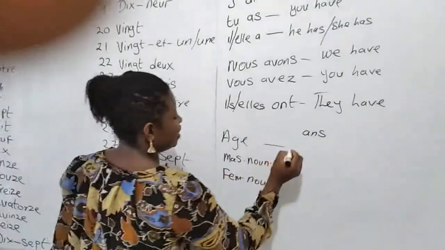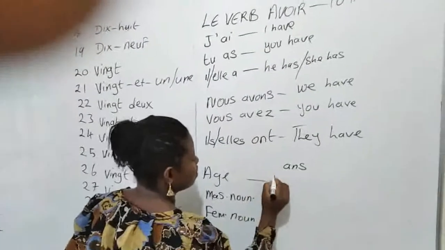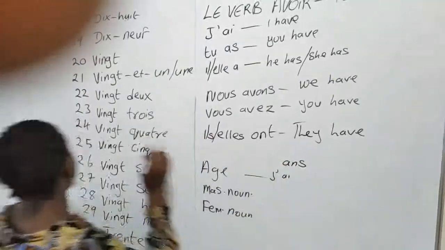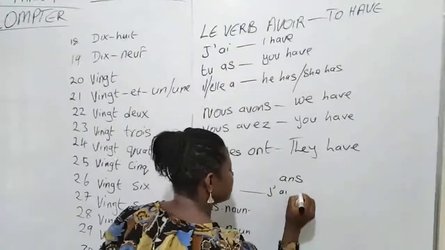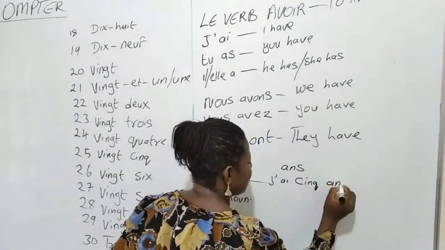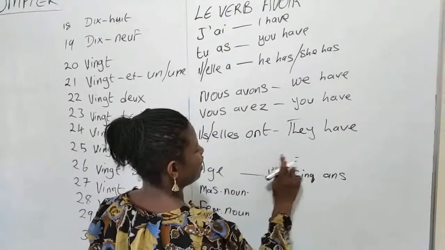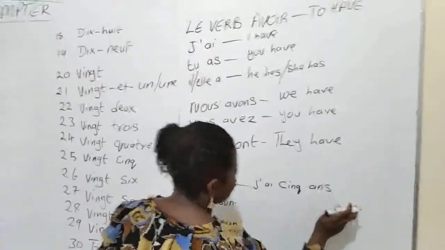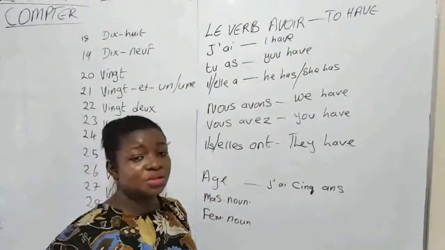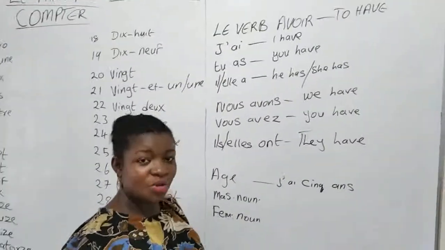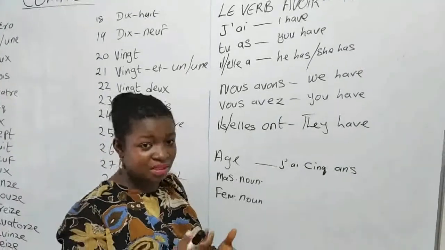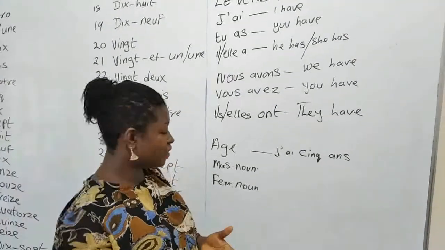So, you say j'ai, let's use j' first. We are using 5, remember, and 5 is cinq. J'ai cinq ans. We brought back the years there. It means I am 5 years old. So it's the verb to have that is used in telling age in French. When you are translating it in English, you don't say I have 5 years. You simply say the way we say it in English, I am 5 years old.